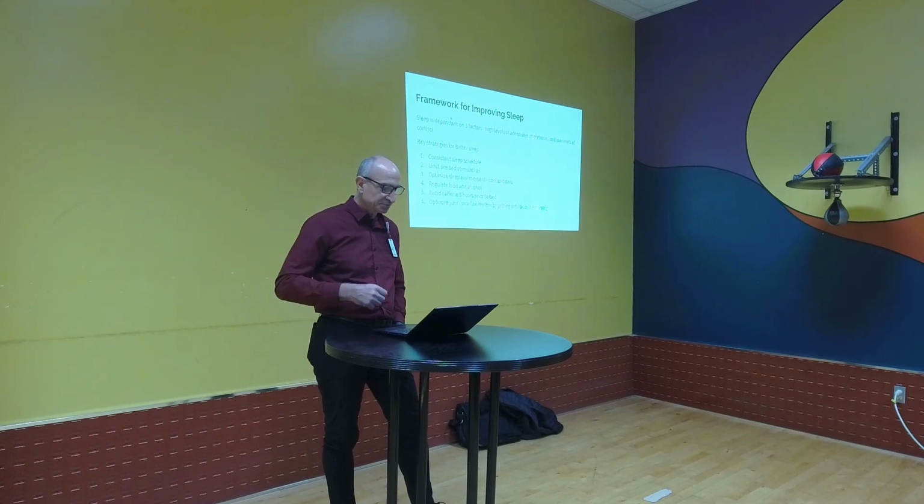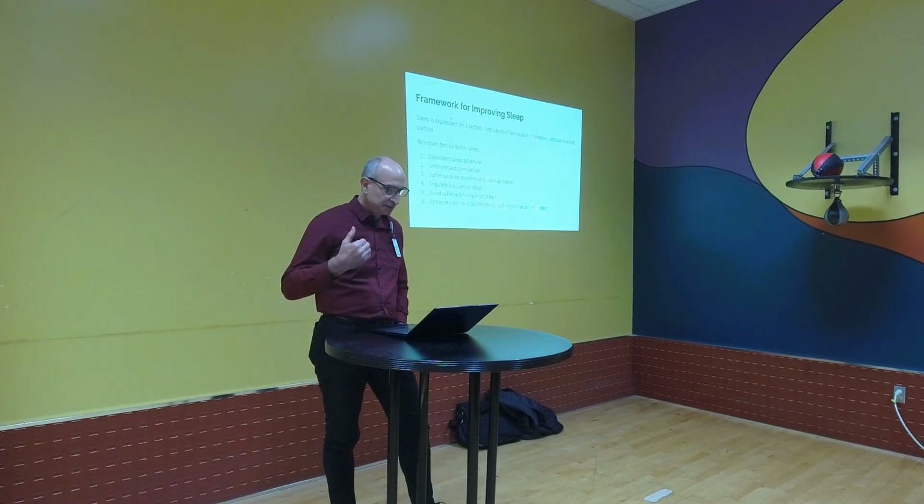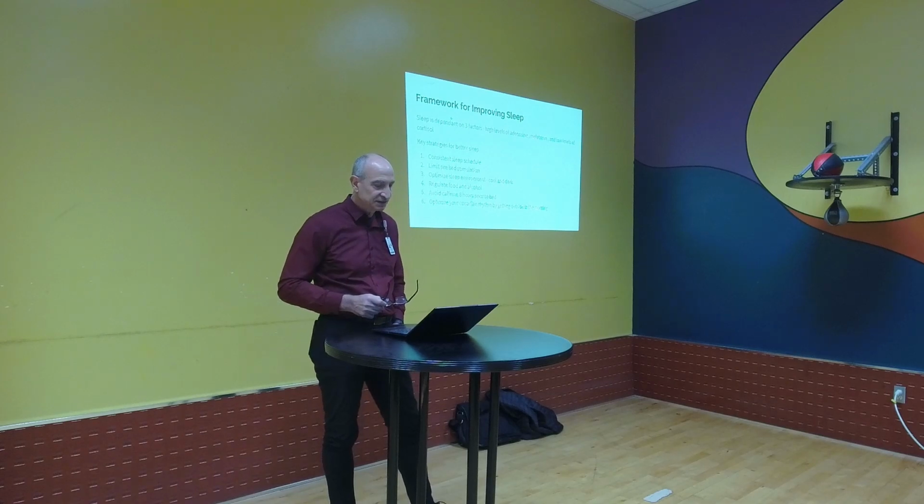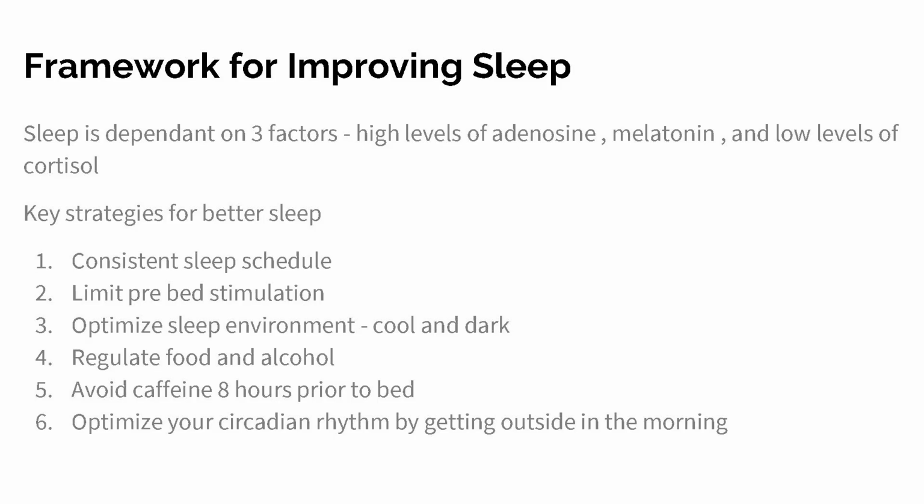Try to limit pre-bed stimulation. Optimize your sleep environment, cold and dark. Try to regulate food and alcohol prior to bed. Try not to eat at least 2 hours before you go to bed. And try not to drink alcohol at least 3 hours before you go to bed. Try to avoid caffeine for at least 8 hours. And then optimize your circadian rhythm.